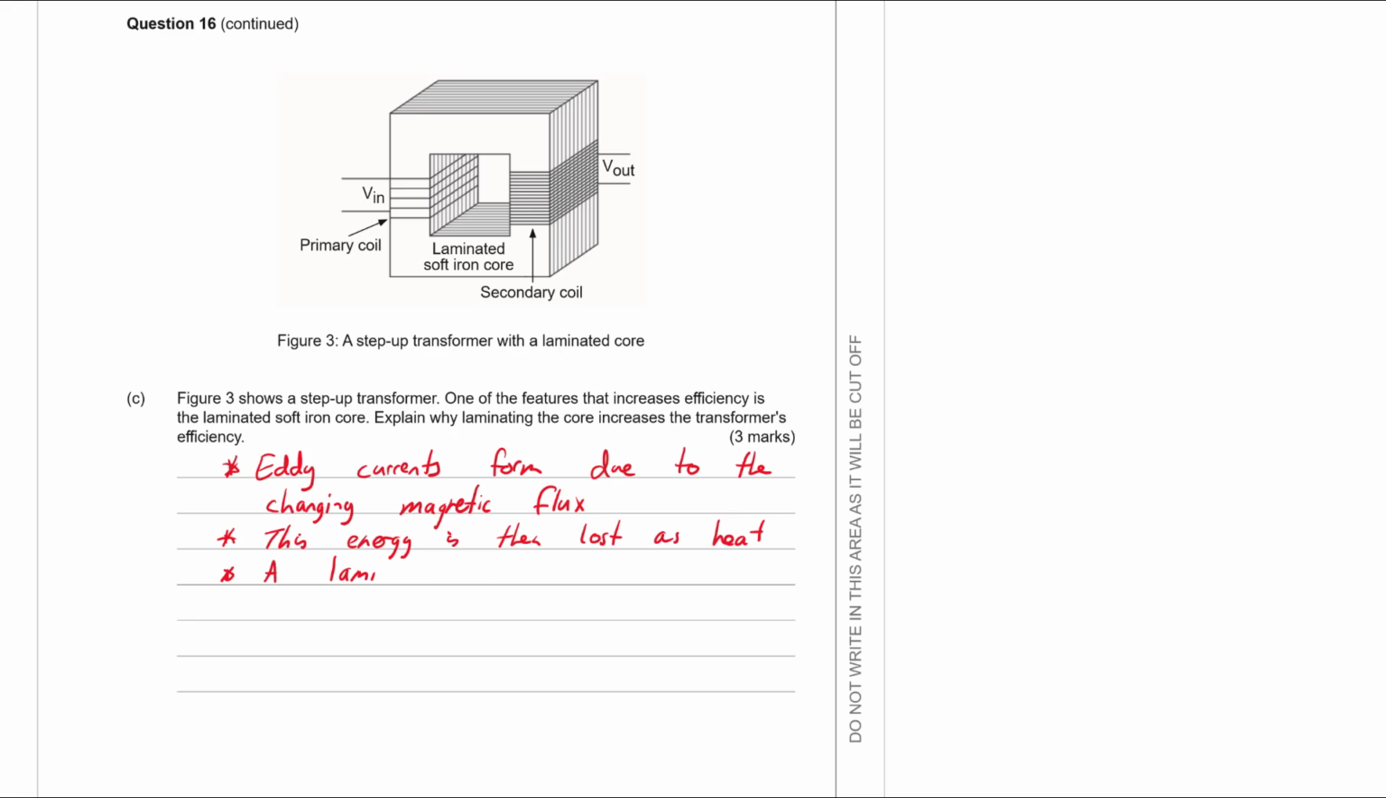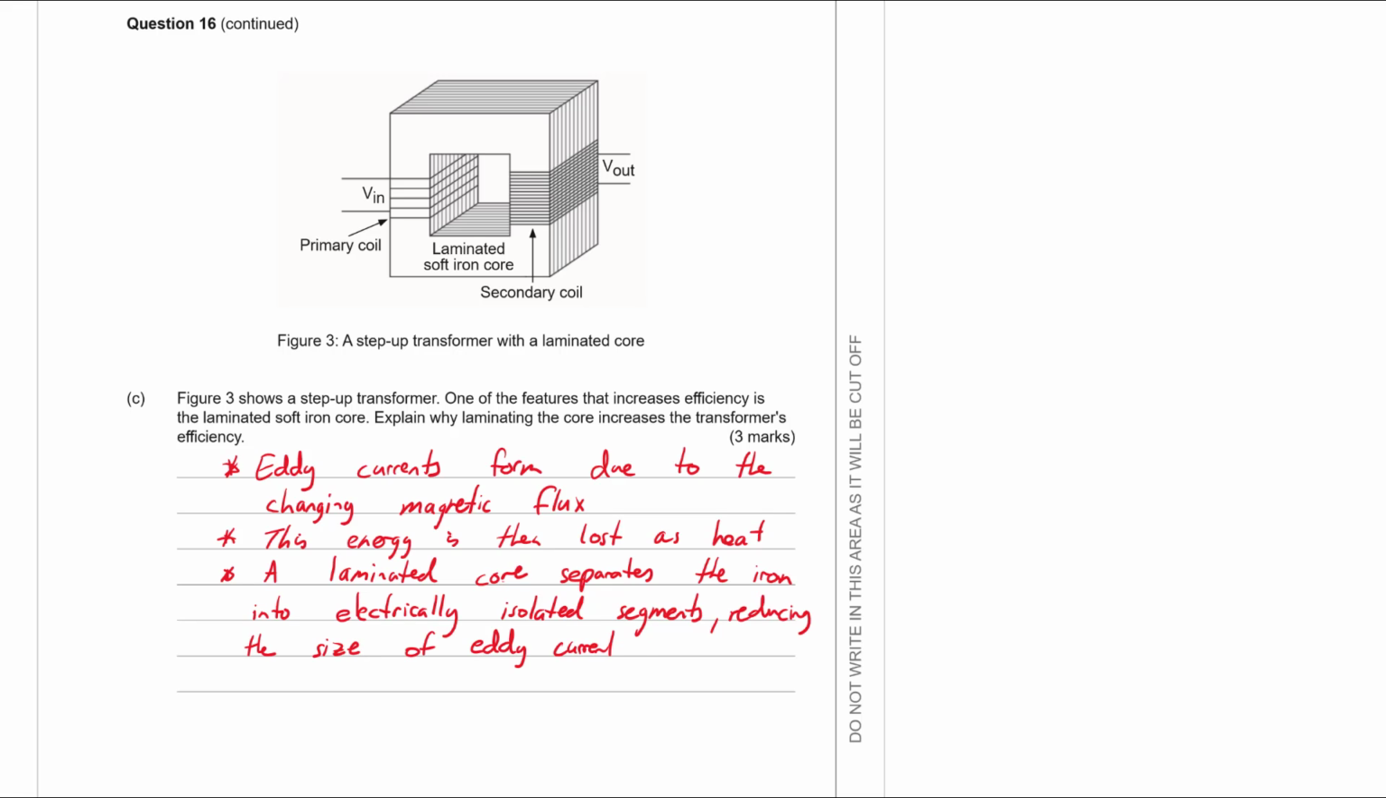So it's worth 3 marks. So the 3 main points that I would pull out would be, first, just pointing out that eddy currents form, and they form due to the changing magnetic flux experienced by the iron core itself. And then you want to talk about how the energy from the current, or the electrical energy, is then lost as heat. So a laminated core separates the iron into electrically isolated segments, right? So you won't be able to have this conductive path for these large eddy currents to flow. So I've said that will reduce the size of the eddy currents produced, and that will reduce the power lost, and that will increase efficiency.